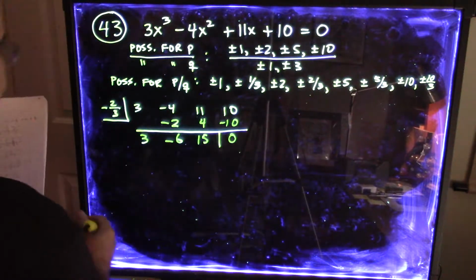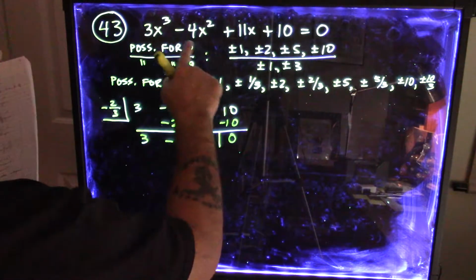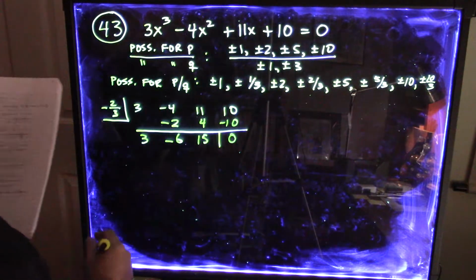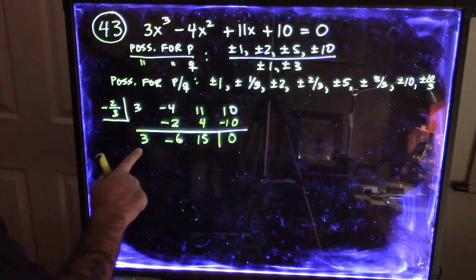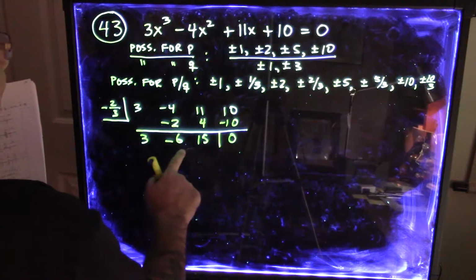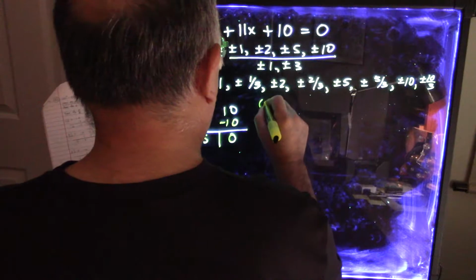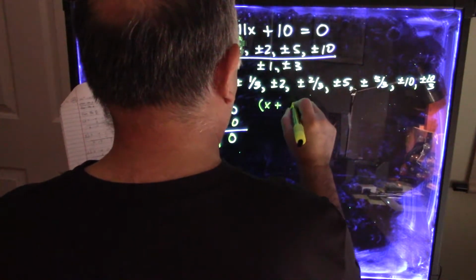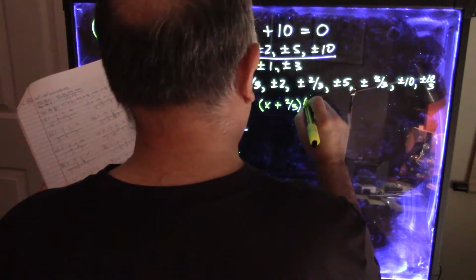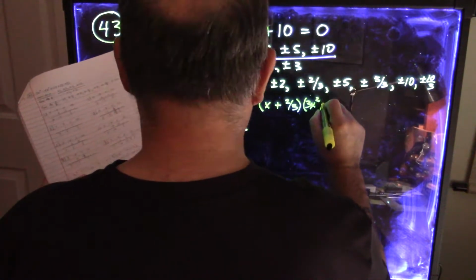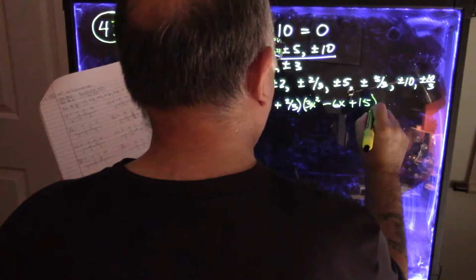So there's your 0. Alright, so this polynomial up here can be factored as x minus negative 2/3 times 3x squared minus 6x plus 15. Let me write that out up here. X minus a negative is x plus 2/3, and 3x squared minus 6x plus 15.